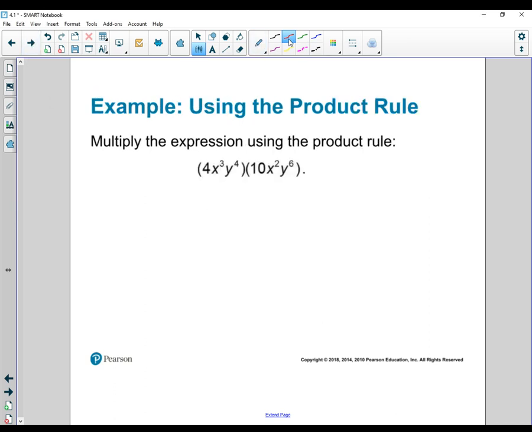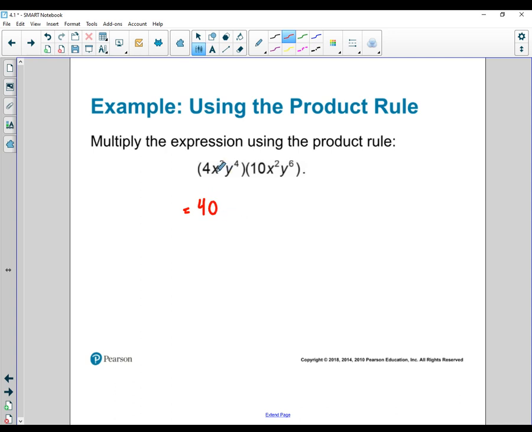So, let's get into an example. When we have something like this where these two things are multiplied together, remember, this is really multiplication all in here. This is 4 times x cubed times y to the 4th times 10 times x squared times y to the 6th. There's really multiplication all throughout there. And you can multiply in any order, right? 3 times 4 is the same thing as 4 times 3. So what I'm going to do is look at these individually. I'm going to do 4 times 10, which is 40.